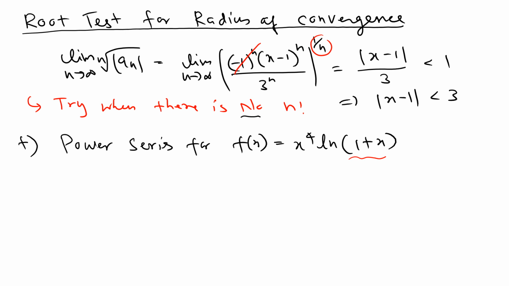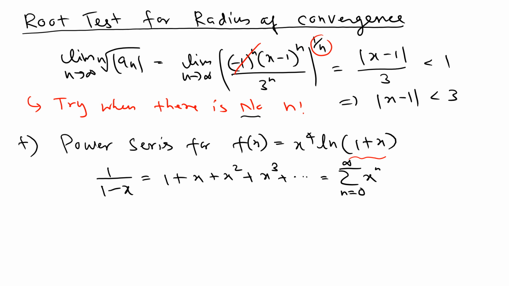So what we do in this problem is we can start with the standard geometric power series. So we know this series. This is going to converge to sigma n going from 0 to infinity. This is how we write it. This is going to converge when the absolute value of x is less than 1.